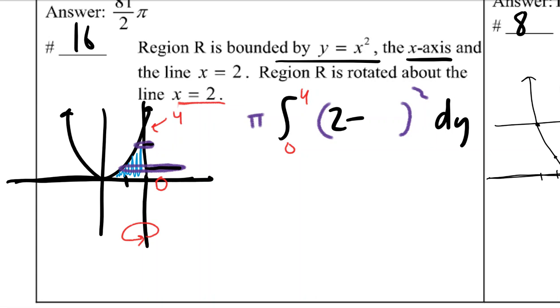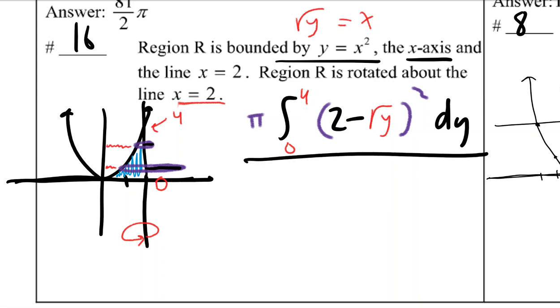So why don't we do 2 minus, and then how much smaller it is, this stuff. Well, what is this stuff? Okay, very good. It's this x value to the function, and we can solve this. So it would be 2, but it gets smaller as y gets bigger. So 2 minus wherever that function is at the time. And this guy should give you 8 pi thirds.